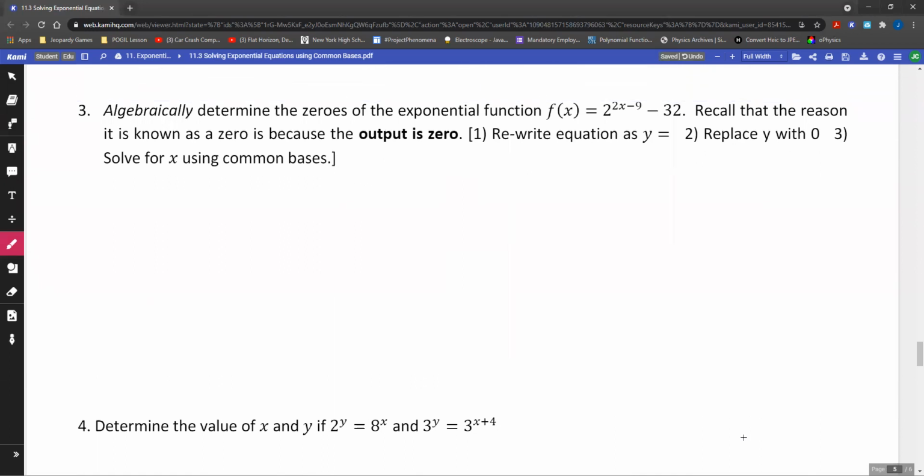All right, here, so they want to determine the zeros of this exponential function. I was a little confused with what they're writing as the steps, but they were basically saying that instead of writing f(x) equals whatever, just simplify it as y equals 2 to the 2x minus 9 minus 32. We're going to set y equal to 0 because that's what they want us to do.